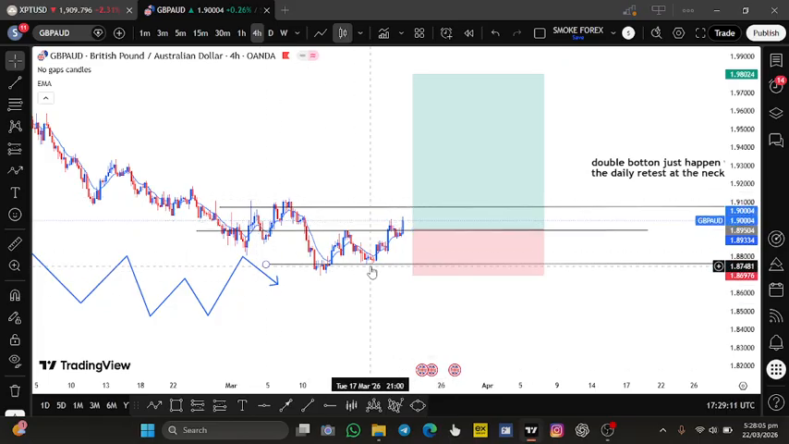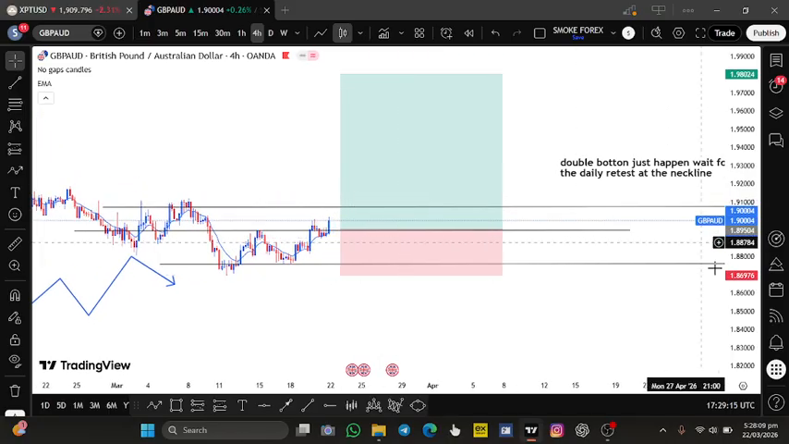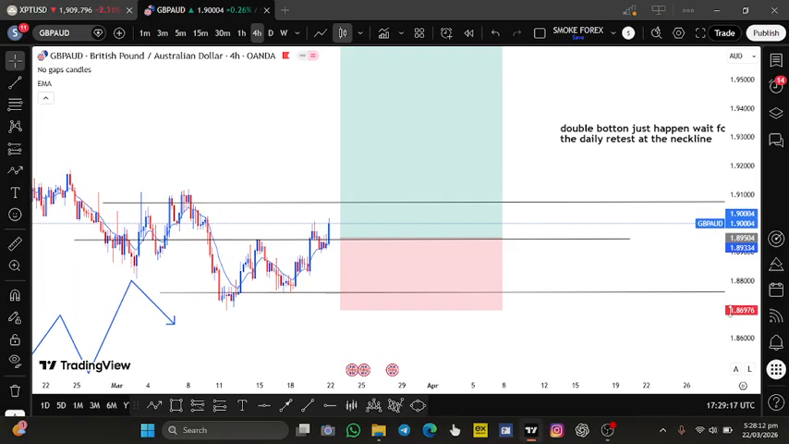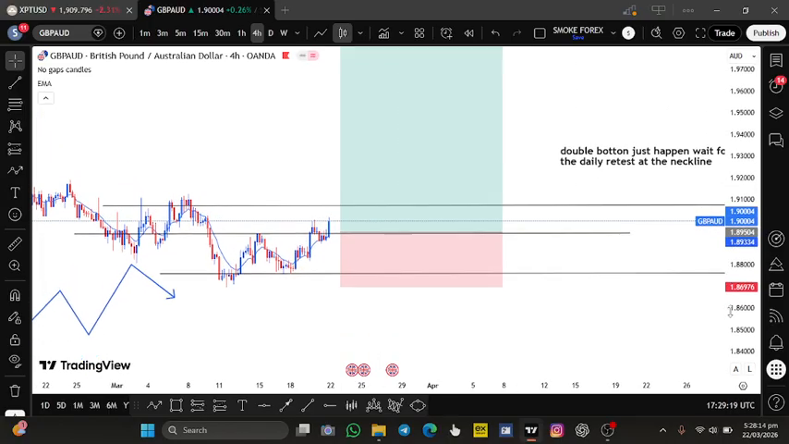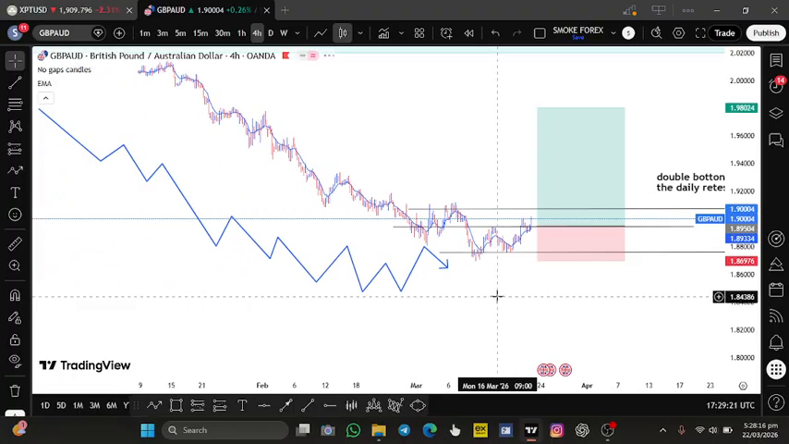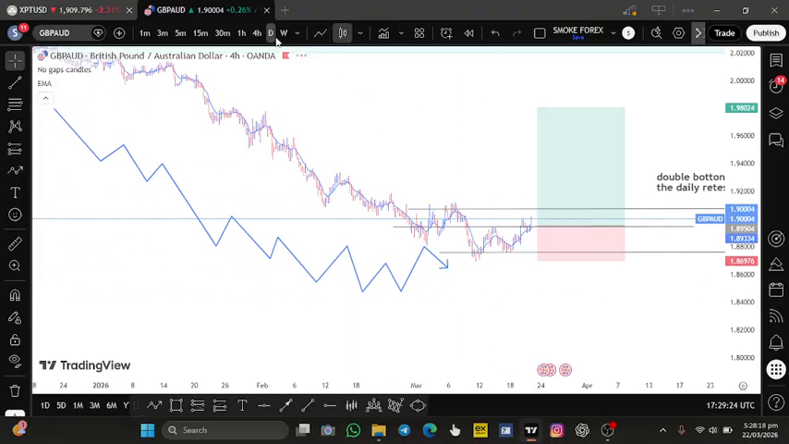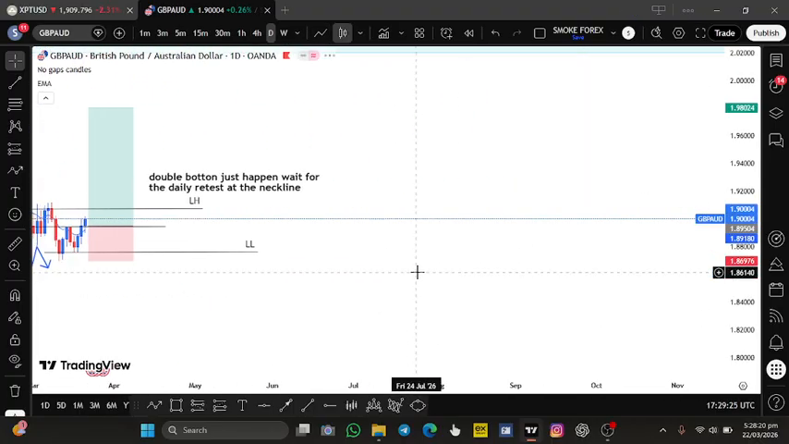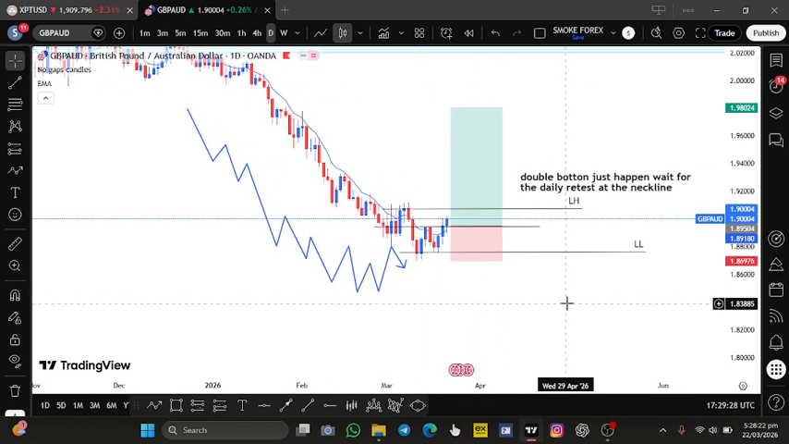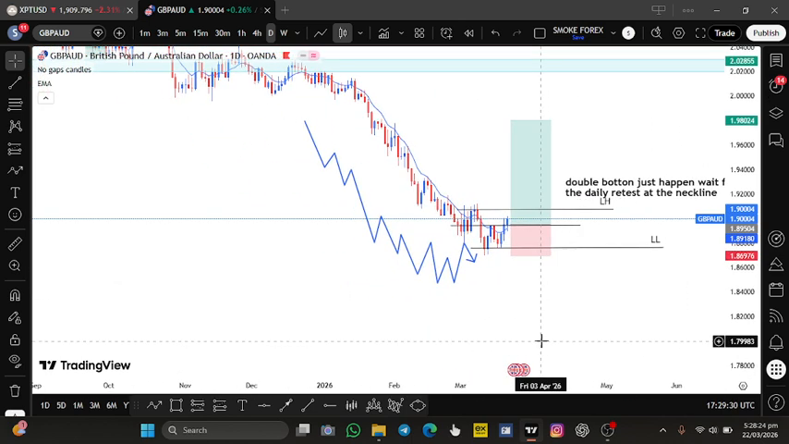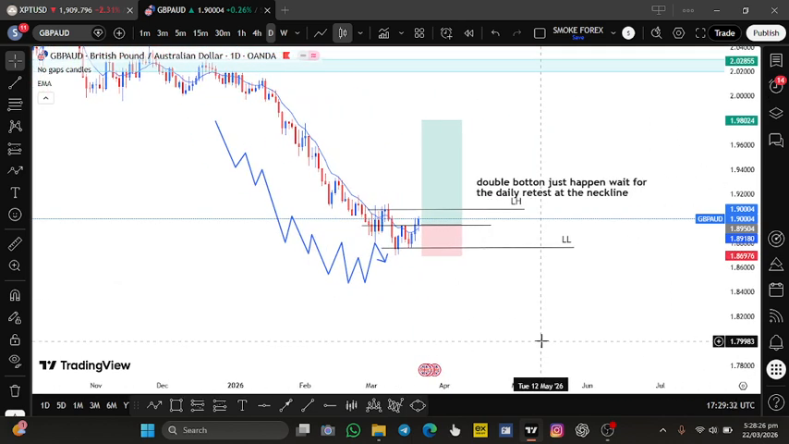Price gave us the double bottom, did the break and the retest, gave us the engulfing, all on the higher time frame. This should tell me that price is going to buy on GBP AUD. So that's for GBP AUD next week. This is my biggest pair. This is the pair that I'm most interested in trading for next week.